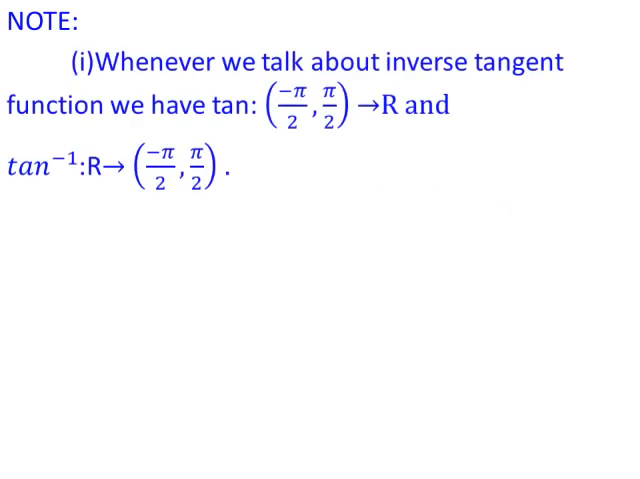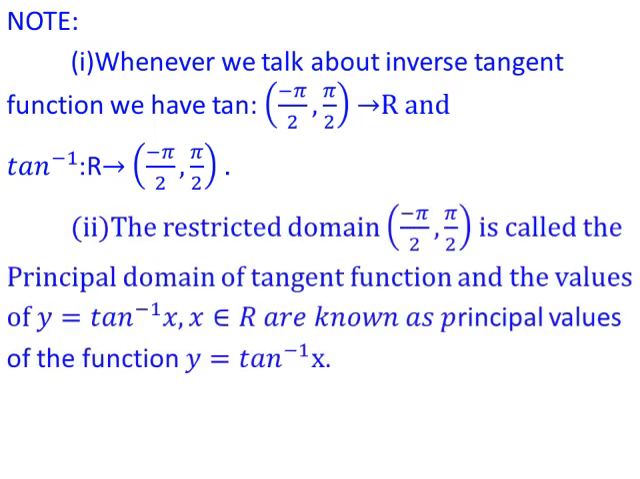Note, first point, whenever we talk about the inverse tangent function, we have the tan function from the open interval minus pi by 2 comma pi by 2 to R, and tan inverse is defined from R to the open interval minus pi by 2 comma pi by 2. Second point, the restricted domain, the open interval minus pi by 2 comma pi by 2, is called the principal domain of the tangent function, and the values of y equal to tan inverse x, where x belongs to R, are known as principal values of the function.